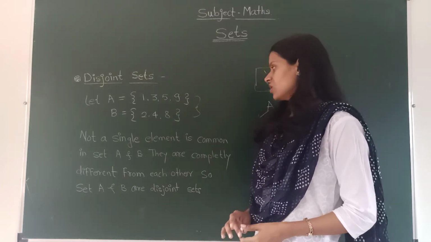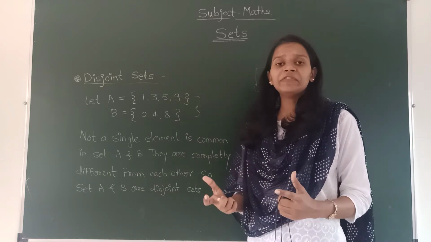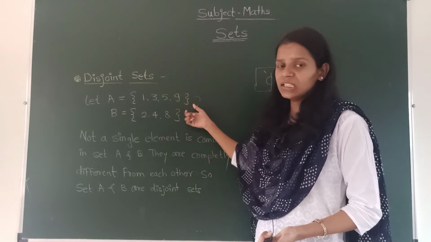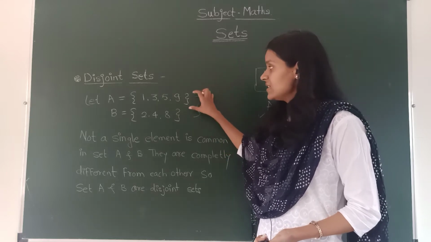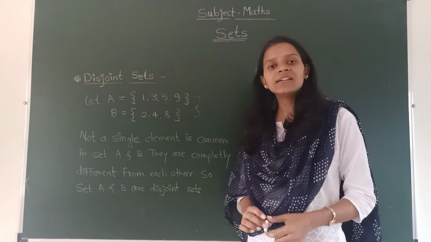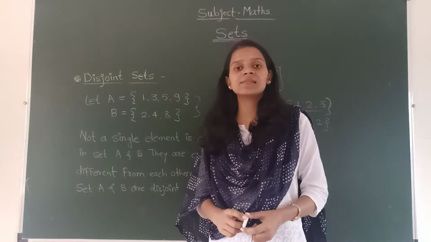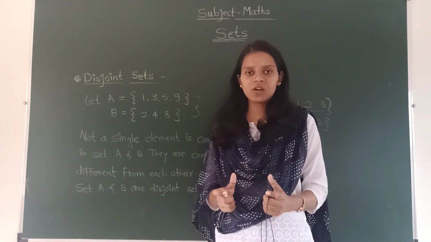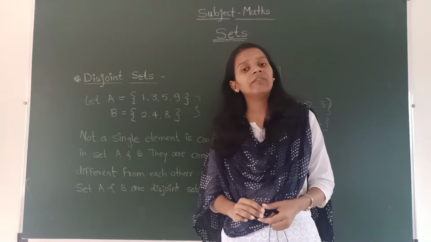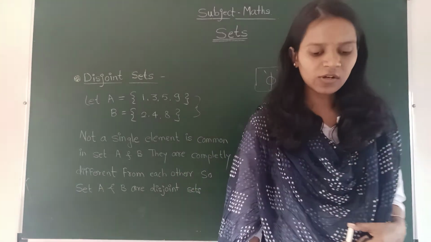We will see the definition. Not a single element is common in between set A and set B. They are completely different from each other. If no single element is common in between two sets, then these two sets are completely different from each other. Therefore, set A and set B are disjoint sets, because there is no single element common in between two sets. We will see the example and we will see the Venn diagram of disjoint sets so that you can get clear in your mind what is meant by disjoint sets.